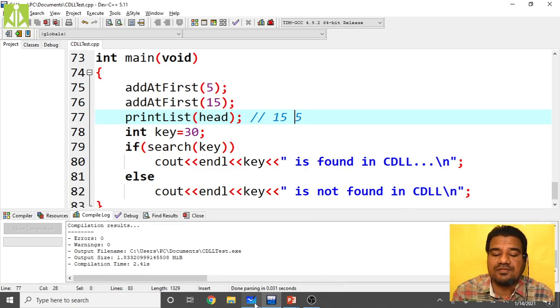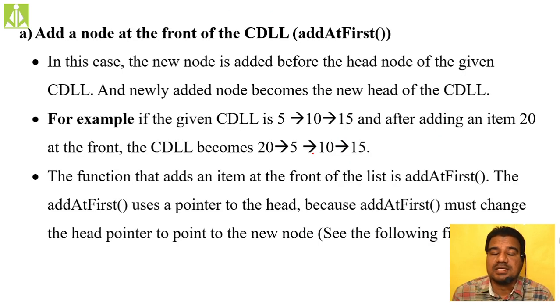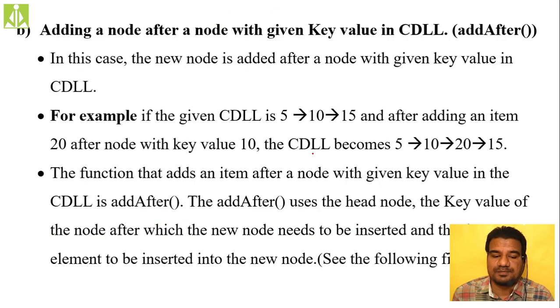This is the add at first function, which will add the newly created node at the first location of your circular doubly linked list. Then add after. What we are giving in add after, we are simply giving a node key value, and whatever node is having that key value, the newly created node will be added after that node. If the key value you are giving is not present inside your CDLL, it will return an error message. And if the complete CDLL is empty, in that case, it will add that new node as the first node. Remember this one. So three different things.